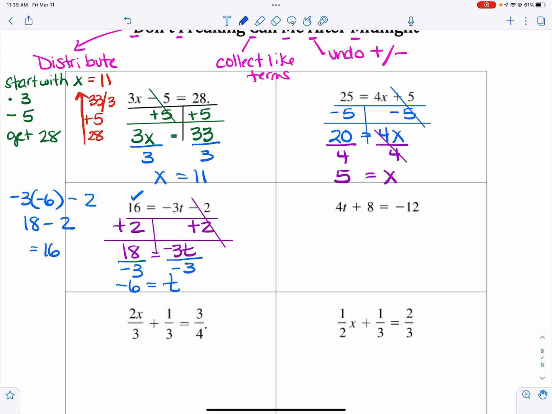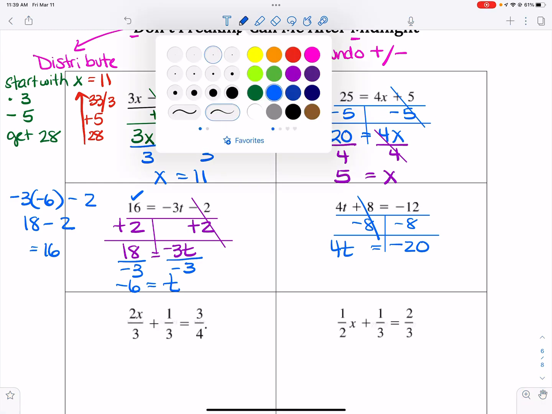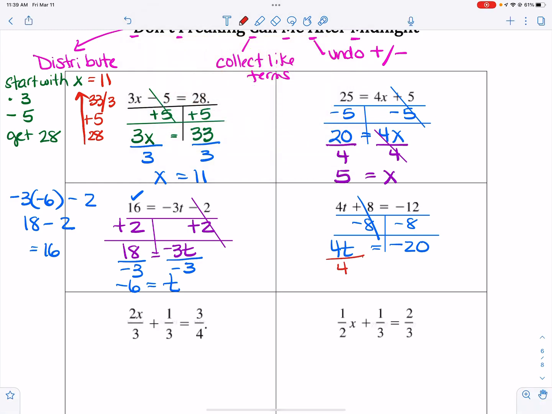All right, the next one. Go here, draw your table. I'm going to subtract 8, and that goes away. 4t is equal to negative 20. Just watch your signs. And then divide by 4. And so t is equal to negative 5.